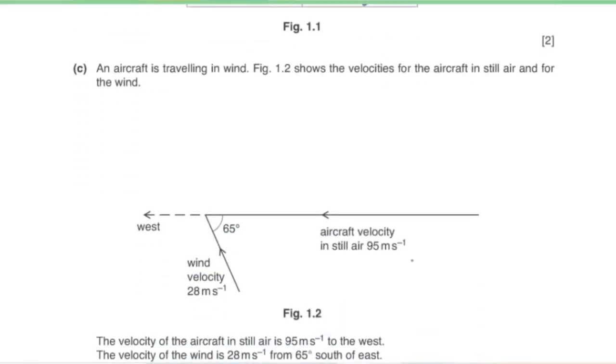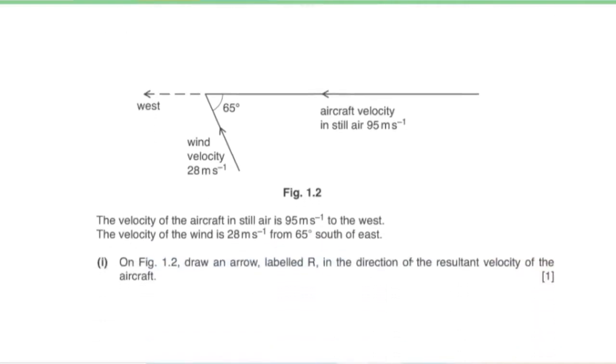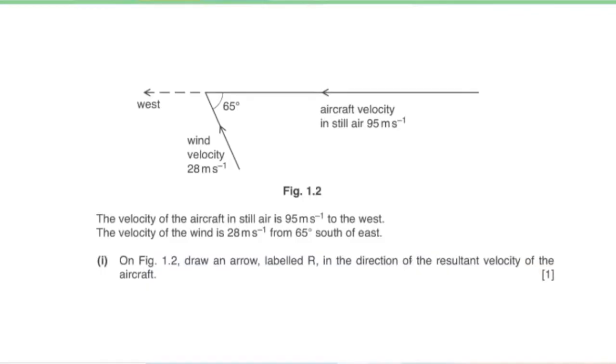Figure 1.2 shows the velocities for the aircraft in still air and for the wind. The velocity of the aircraft in still air is 95 meters per second to the west. The velocity of the wind is 28 meters per second from 65 degrees south of east. Part 1, on figure 1.2, draw an arrow labeled R in the direction of the resultant velocity of the aircraft. So a resultant velocity would be this way.